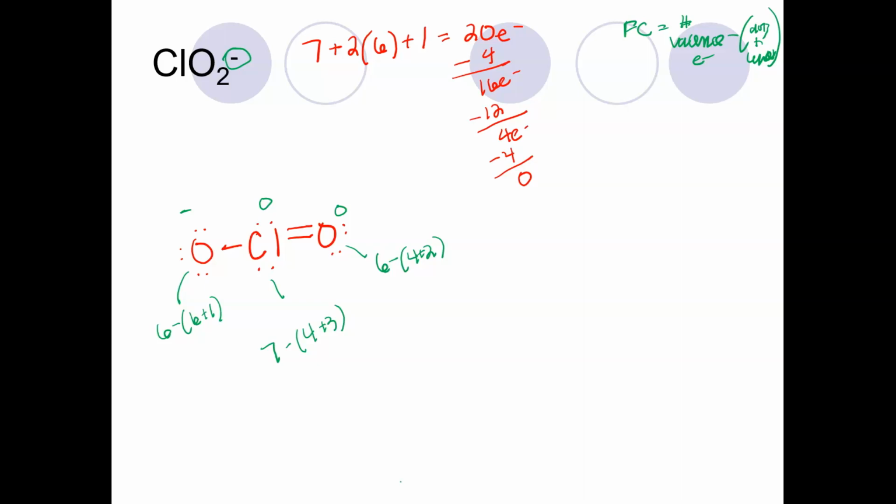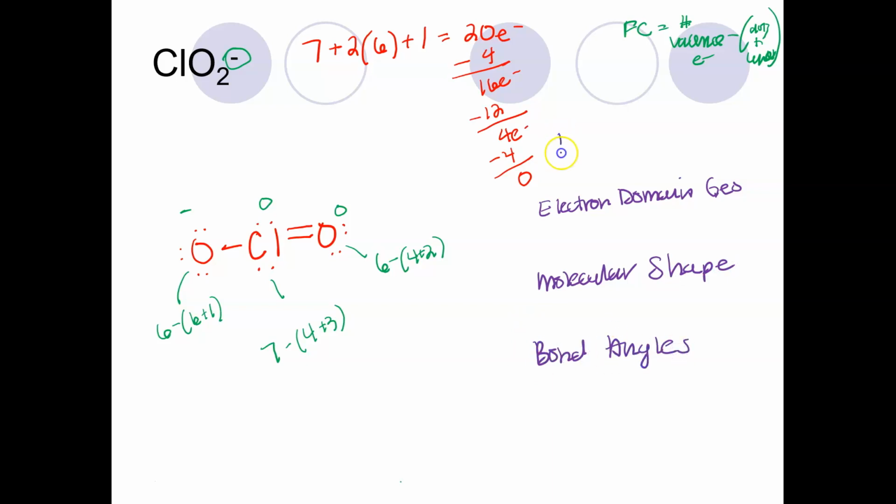We did it at the beginning of Chapter 8 before we had learned about the octet rule, so we had left it the way it was before. So we've got our Lewis structure. Now, I want us to find the electron domain geometry, the molecular shape, bond angles, and I guess I should have put this at the top, the number of electron domains.